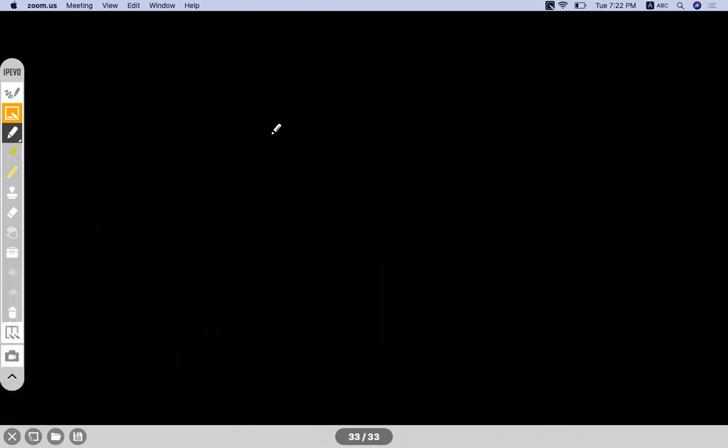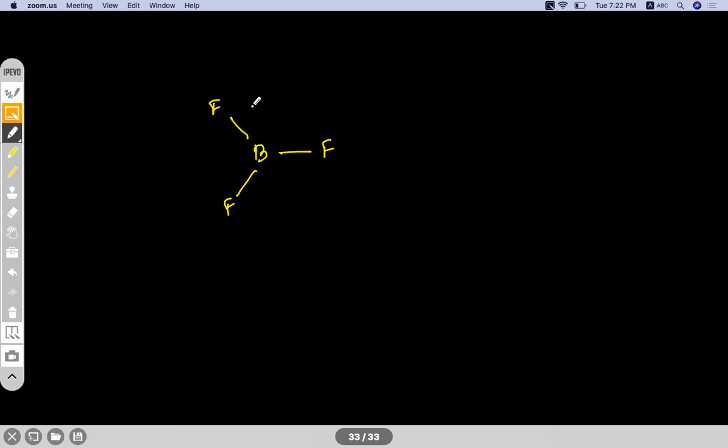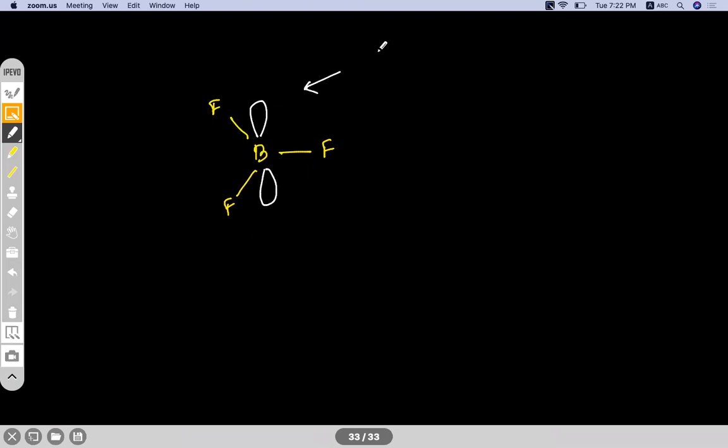For example, BF3, I'm writing it down, okay? BF3 is this. And boron has a vacant orbital. When it has a vacant orbital, it behaves as a Lewis acid. Why? Because since the vacant orbital is present, it has the tendency to accept electrons. If you donate an electron pair to this, it can accommodate the electron pair into this vacant orbital. That's why it is a Lewis acid.